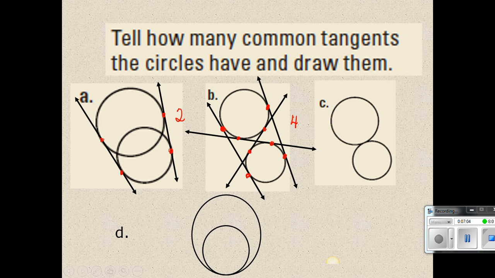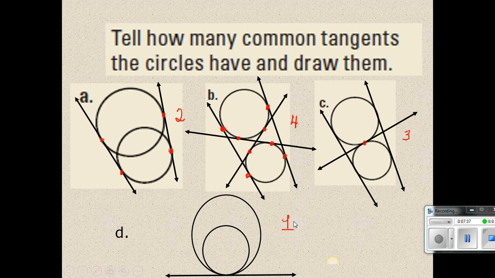If I look at figure C, I could have a tangent on the outside, another one on the other outside, and I could put a tangent right in the middle where it would touch both the circles right at the same point, but on different circles there. So figure C would have three common tangents, and figure D would have one common tangent where it would touch both the circles right there.